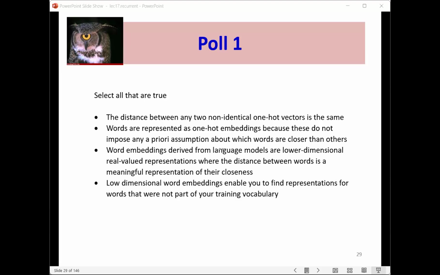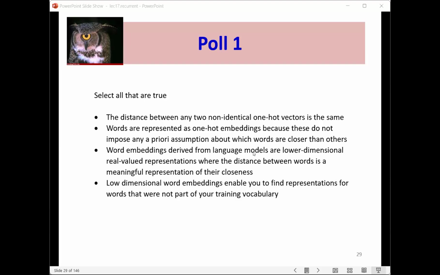Okay, here's what you think. Here are your guesses. So is this first statement true? The distance between any two non-identical one-hot vectors is the same. True or false? The first one. True, right? Second one, words are represented as one-hot embeddings because these do not impose any a priori assumption about which words are closer than others.